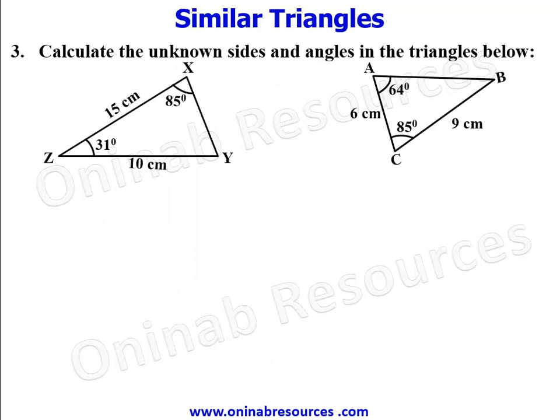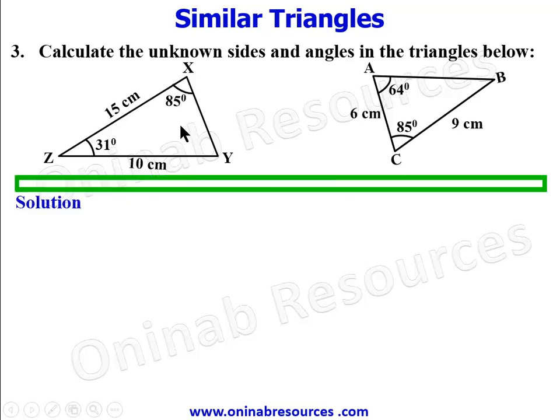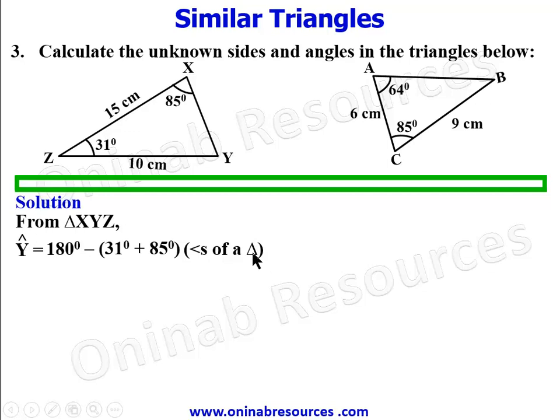That's problem 3. For problem 3, calculate the unknown sides and angles in the triangles below. Here, we are going to consider the first triangle, that is triangle XYZ. Since the sum of angles of a triangle is 180 degrees, to get angle Y, we can just say 180 minus the sum of the two angles given here. That'll be 180 minus 31 plus 85. That's angles of a triangle. Then from here, that is 180 minus 116 degrees, is 64 degrees. Then we look at the second triangle, triangle ABC.